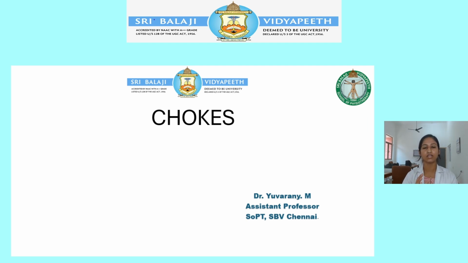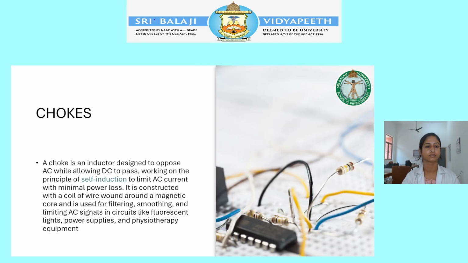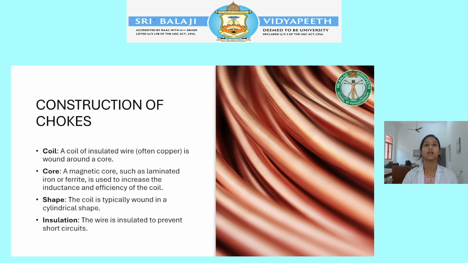So what is the construction of a choke? A choke is insulated wire around a magnetic core. This insulated wire is made of copper, and inside is a magnetic core laminated with iron core. What is the use of this magnetic core?